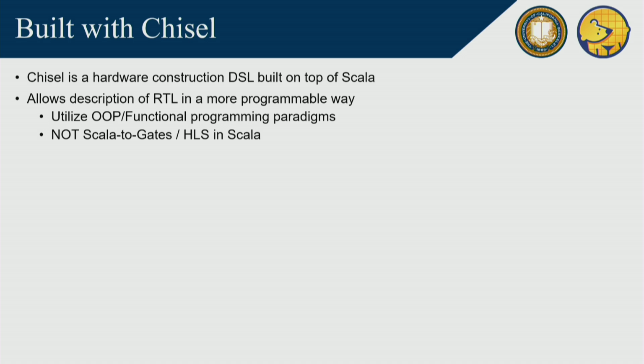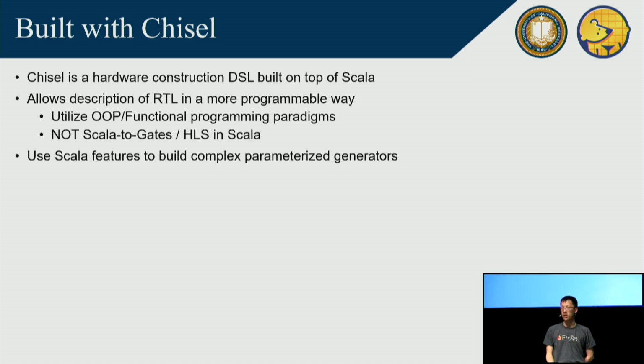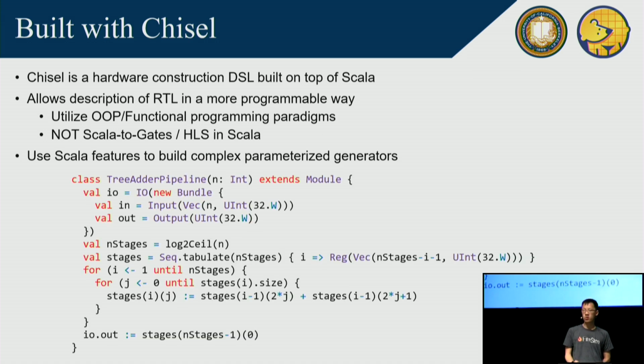And it allows description of RTL in a more programmable way, using object-oriented programming and functional programming paradigms. However, it is not a Scala to gates or HLS in Scala language. So we use the features of Scala to build complex parameterized generators. For example, here you can see a pipeline that takes in n 32-bit integers and adds them together over log n stages to produce a 32-bit output.